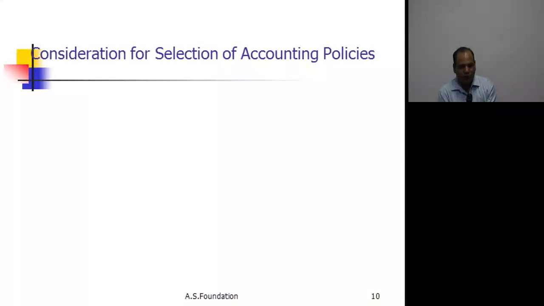Consideration for selection of accounting policy. Tick mark for a theory question. While choosing accounting policies, some care you should take. Care number 1. Who has to choose the accounting policy? The management. Every management decides which accounting policy they will follow for different types of transaction. Accounting standard says keep 3 things in mind when you choose the accounting policy.